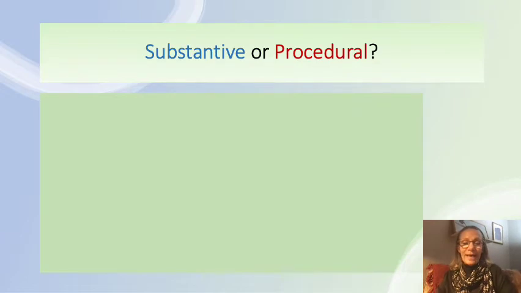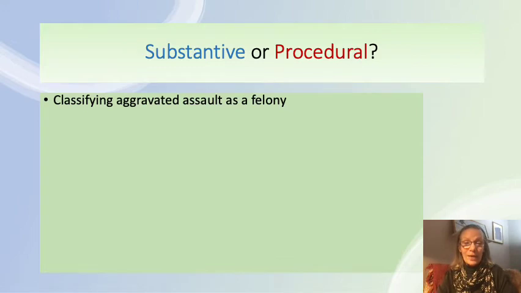All right, so let's take a look at some examples, and then you tell me whether or not this is an example of substantive criminal law or procedural criminal law. Okay, the first one, classifying aggravated assault as a felony. Is that substantive criminal law or procedural criminal law?